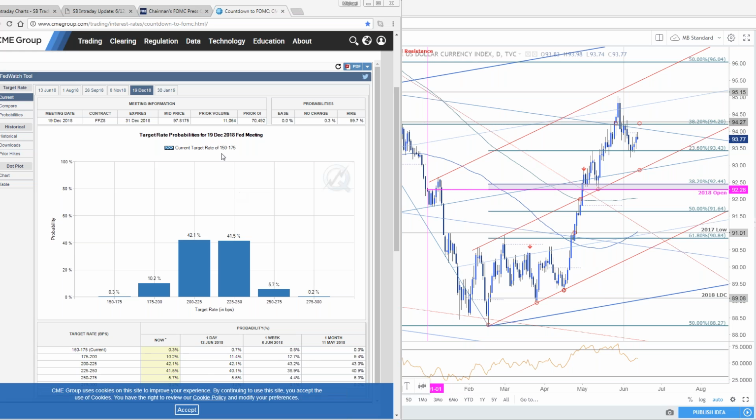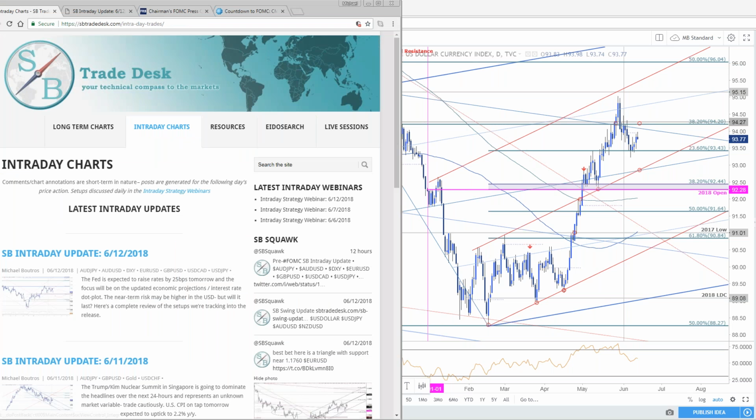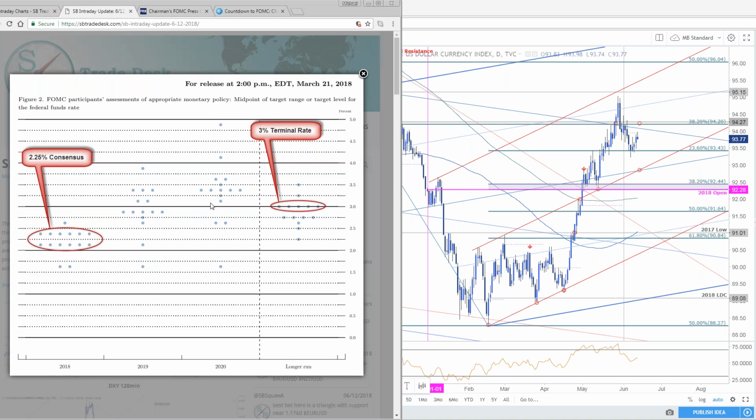If the FOMC projections come out and they look exactly like they did here, the dollar really has nothing to stretch on. Here's the DXY since the start of the year. I've highlighted just the last 2 interest rate decisions. This one in March is when we saw the last interest rate hike of 25 basis points. That day, you saw the dollar really drift lower.